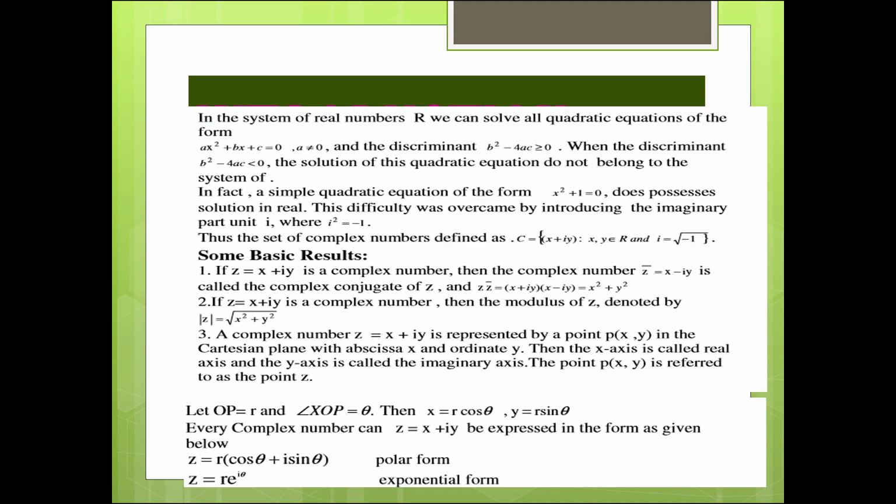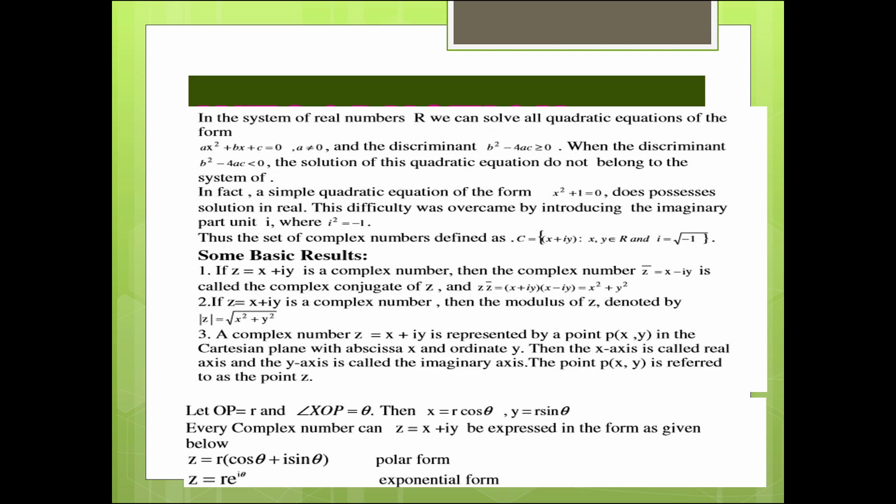In the system of real numbers, we can solve all quadratic equations of the form ax square plus bx plus c, a not equal to 0, and the discriminant b square minus 4ac greater than or equal to 0. When the discriminant b square minus 4ac is less than 0, the solutions of this quadratic equation do not belong to the system of R. In fact, the simple quadratic equation of the form x square plus 1 equal to 0 does not possess a solution in real. This difficulty was overcome by introducing the imaginary unit i, where i square equal to minus 1.